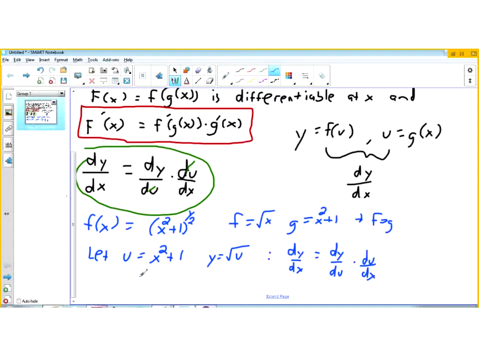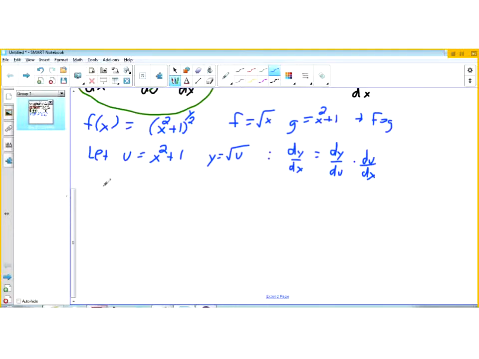Okay, and now we have u and y defined, so we just go ahead and make the calculations. What is dy over du? Differential of y over differential u, we use this formula right here, that would be 1/2 u to the minus 1/2. And what is du over dx?